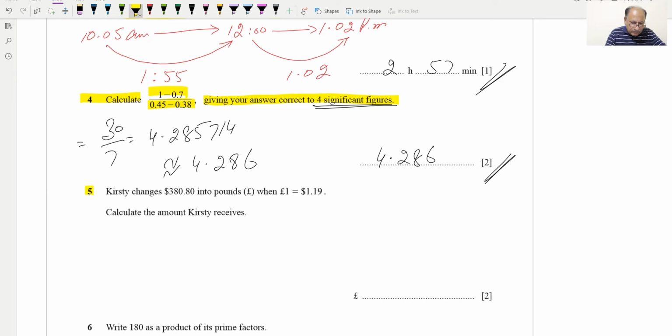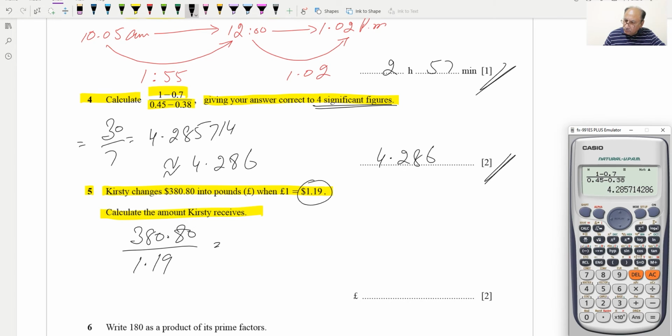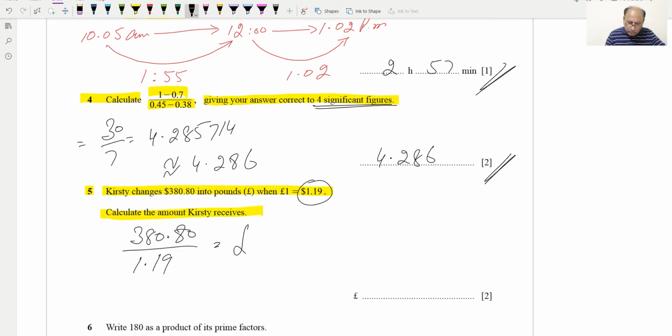Question number 5 says Christy changes 380.80 dollars into pounds, and the conversion rate is given as 1 pound equals 1.19 dollars. Calculate the amount Christy receives. Going from the lighter currency to the heavier currency, it will be divided by this conversion rate, 1.19. So 380.80 divided by 1.19 will give us 320. So this will be 320 pounds, and 320 will be the answer at the proper place for 2 marks.